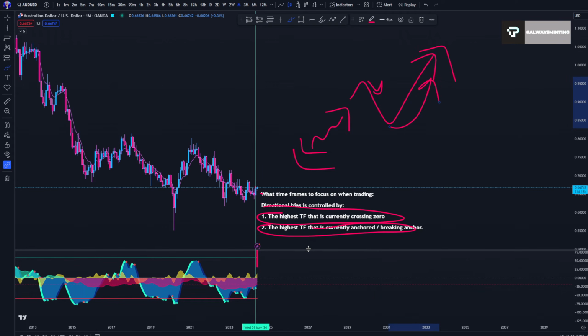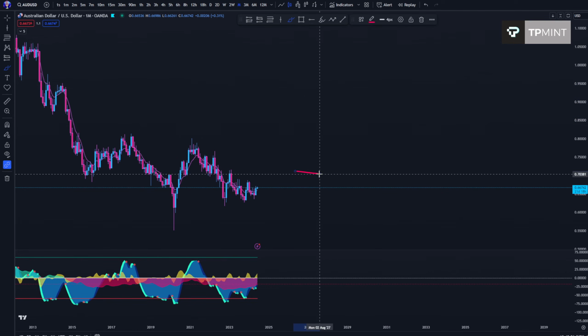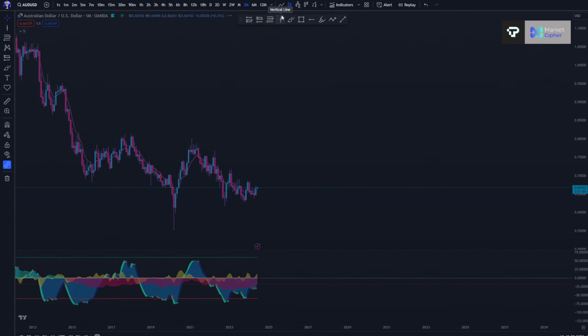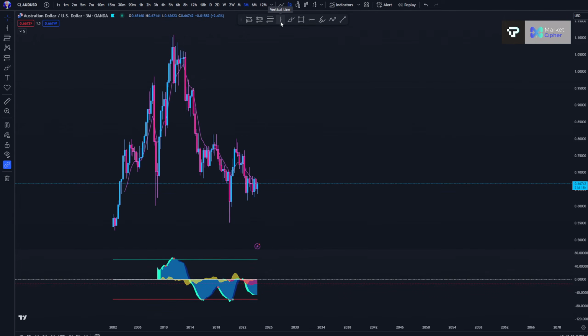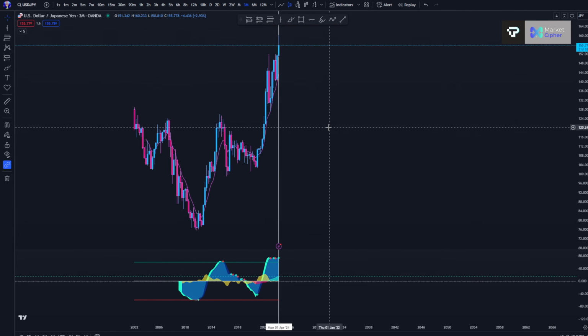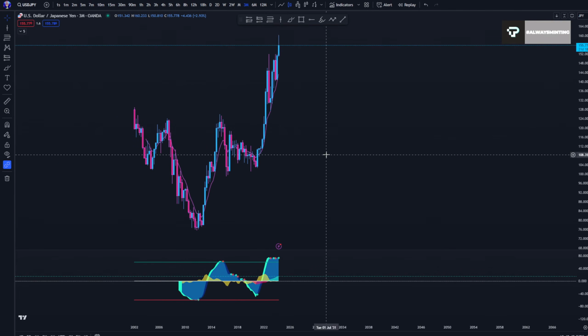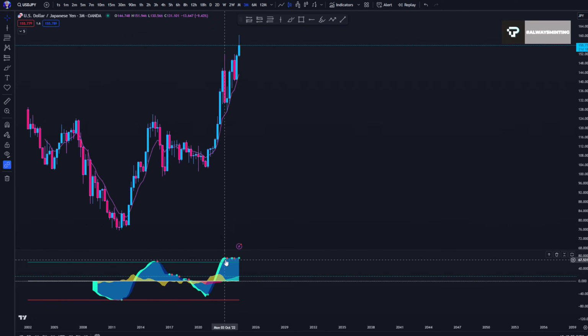And if you are also considering whether or not an asset is even worth trading, because you're going to get some assets where they are anchored or crossing 0 on such high time frames, it's really going to be very difficult to wait for any break or reversals on those sorts of assets. So I'll just show you JPY at the moment. You can see, let me just delete everything here. On the 3 months, you're currently anchored.